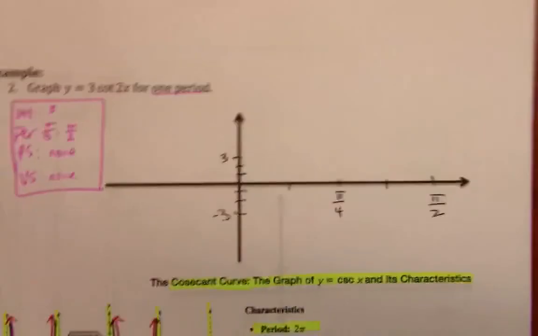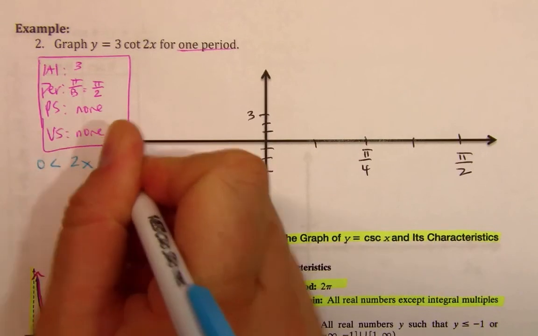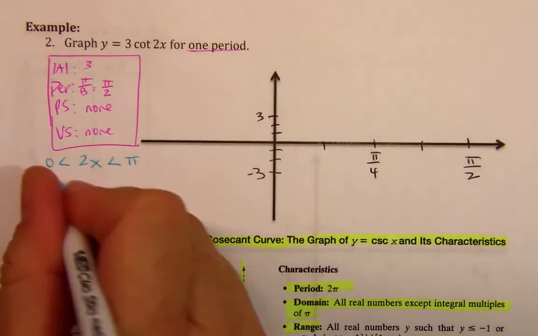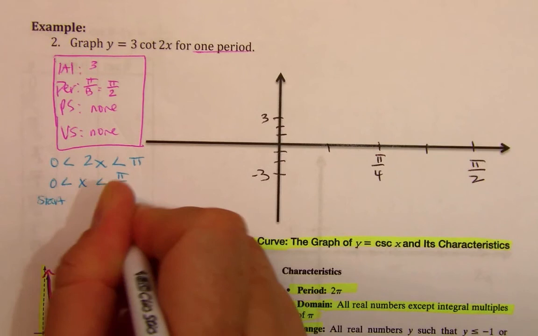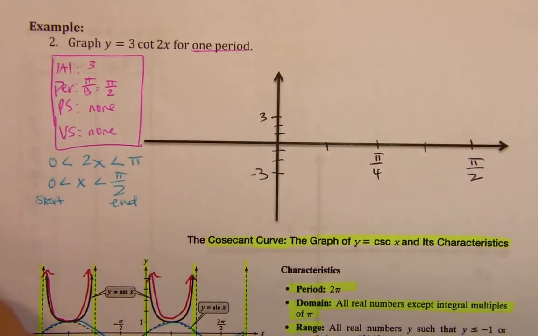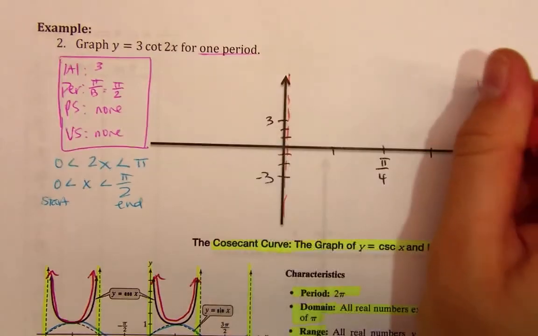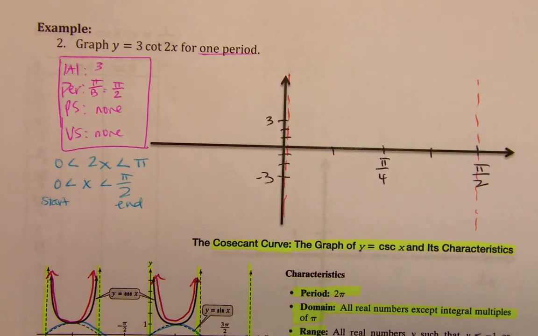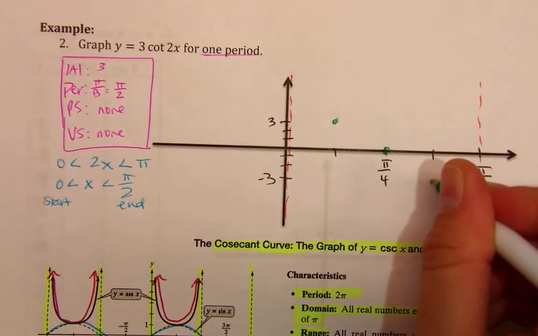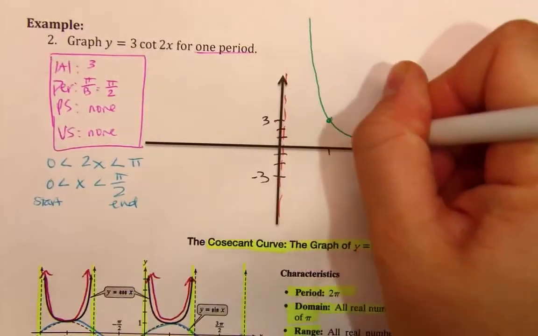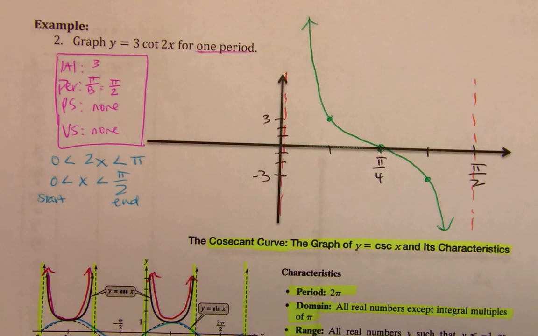Now we want to set up where we're starting and where we're ending. So we have 0 less than 2x less than pi, and dividing by 2 everywhere, we have 0 less than x less than pi over 2. So this is our start, this is our end. So we're starting here where our asymptote is at 0, and our end is at pi over 2 where our other asymptote is, and cotangent in the middle is 0. First quarter is at the amplitude, third quarter is down, and that's our cotangent graph. Very similar to graphing tangent.